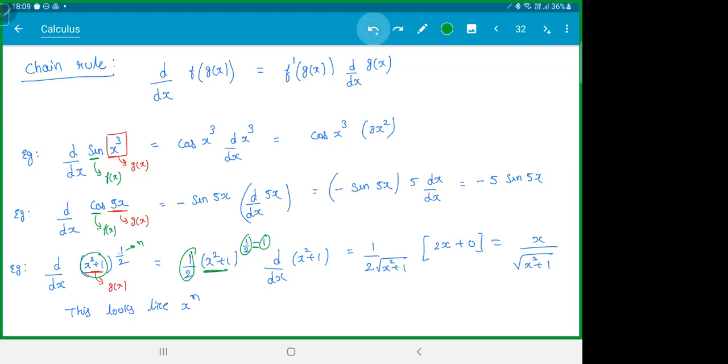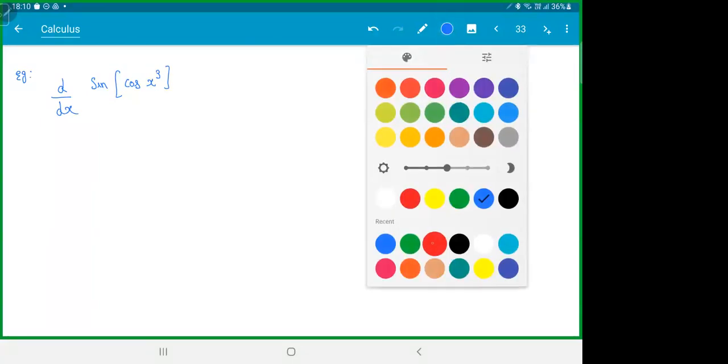Yeah. All clear with this? Let me take a few more examples. Let me take something more complex. Let's say d by dx of sine of cos of x cube. Sine cos x cube. So this is f of g of h of x. Three functions this is. It's a triple nested function. So how do we do this thing?